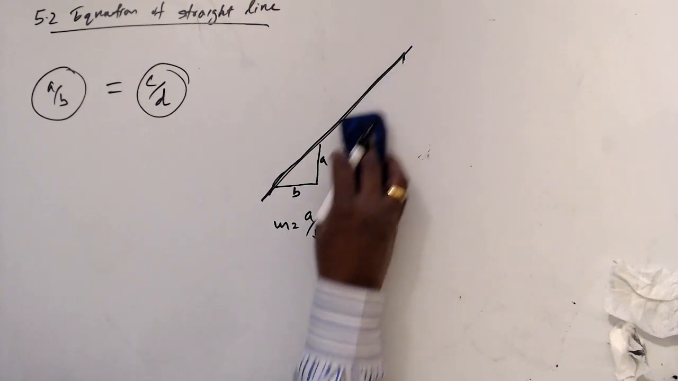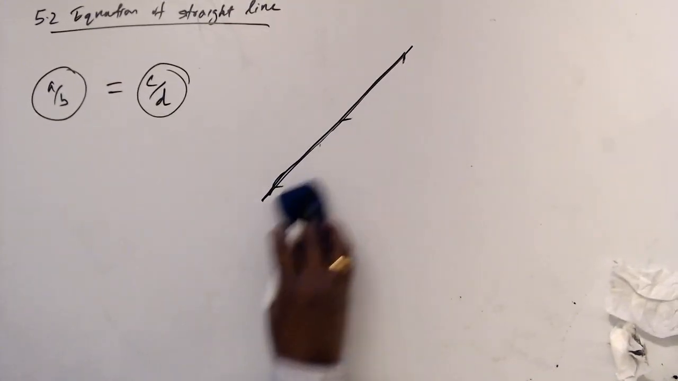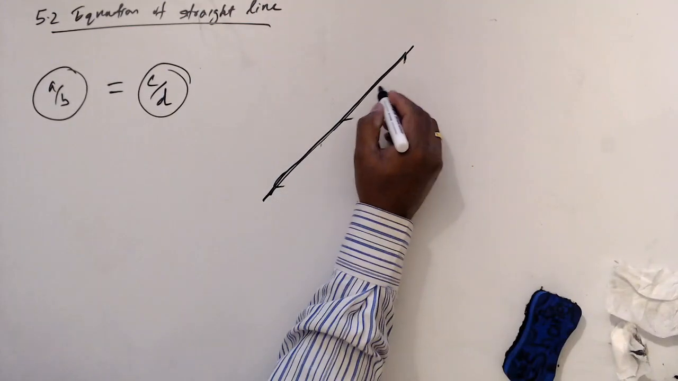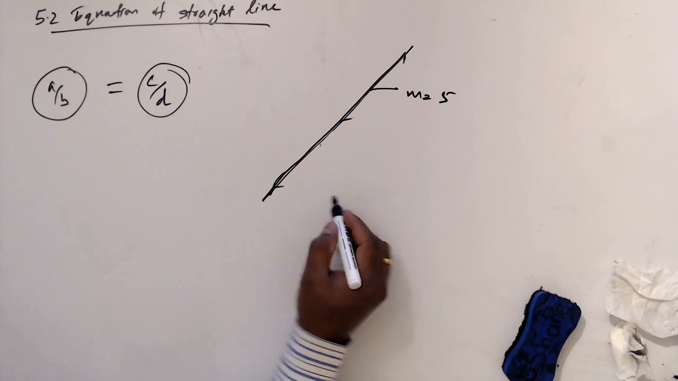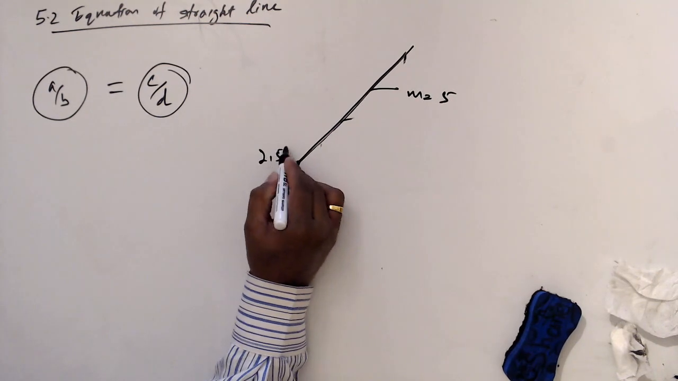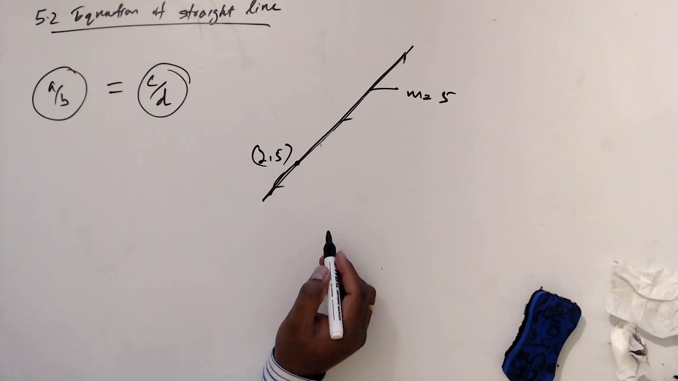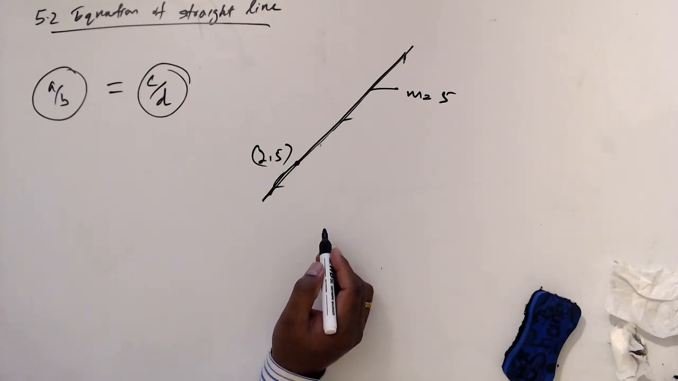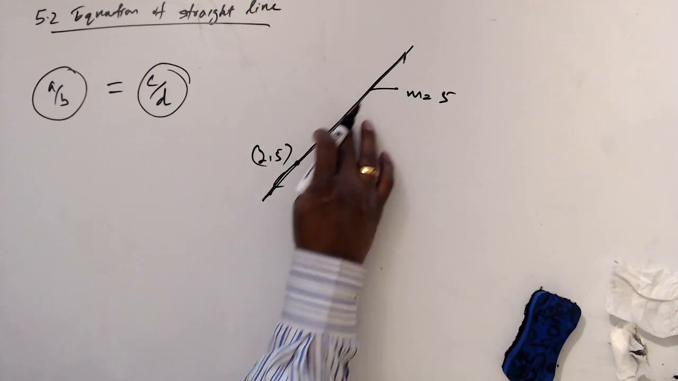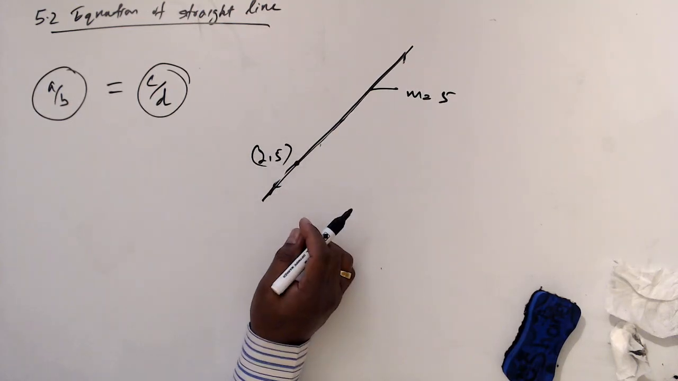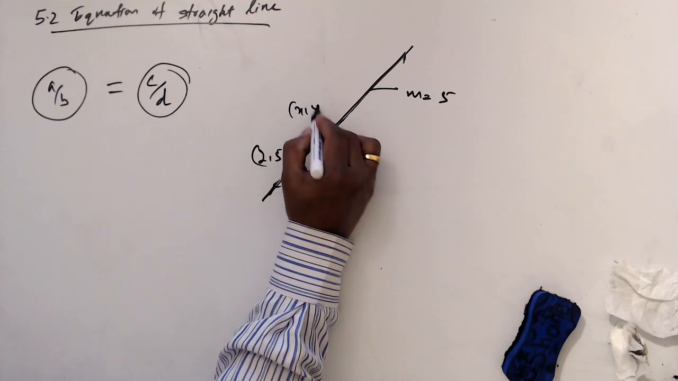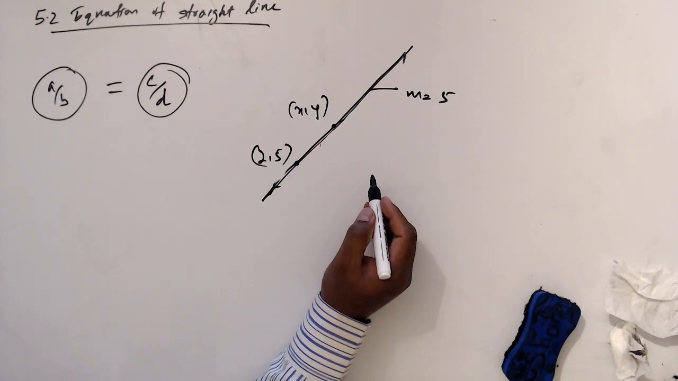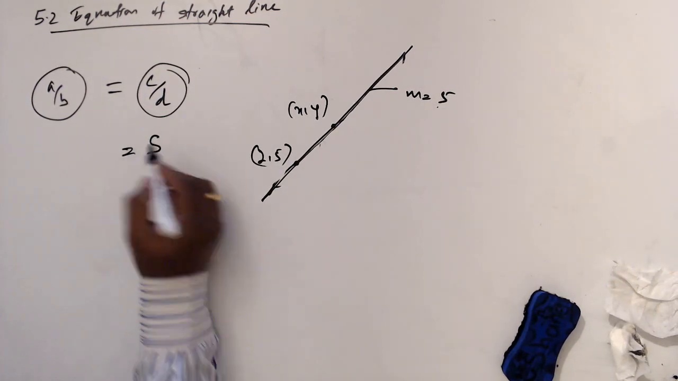Another question. Assume you know this gradient is 5. Then you know a point here. That's all we have. You know the gradient, you have a known point. Then you can pick any point on this line. I will pick x and y, any point. Since you know the gradient here, that is 5.